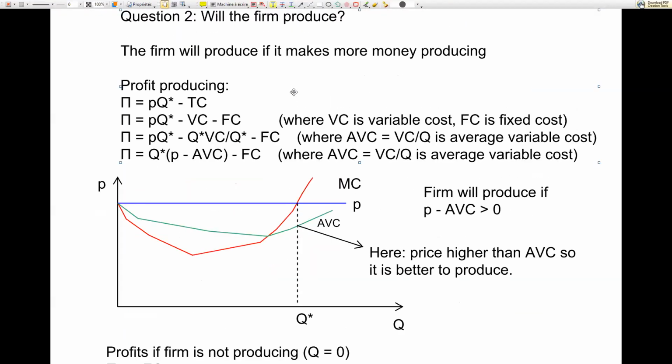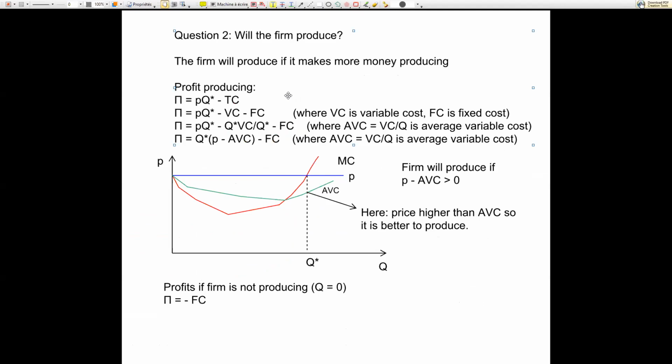And then we end up here. The second question was, will the firm produce or not? Well, now we have established how much the firm will produce if it wants to open. It will produce here, Q star. And then the question is, does it make sense for the firm to produce or not? Well, it depends. Do I waste money if I open my firm or not?